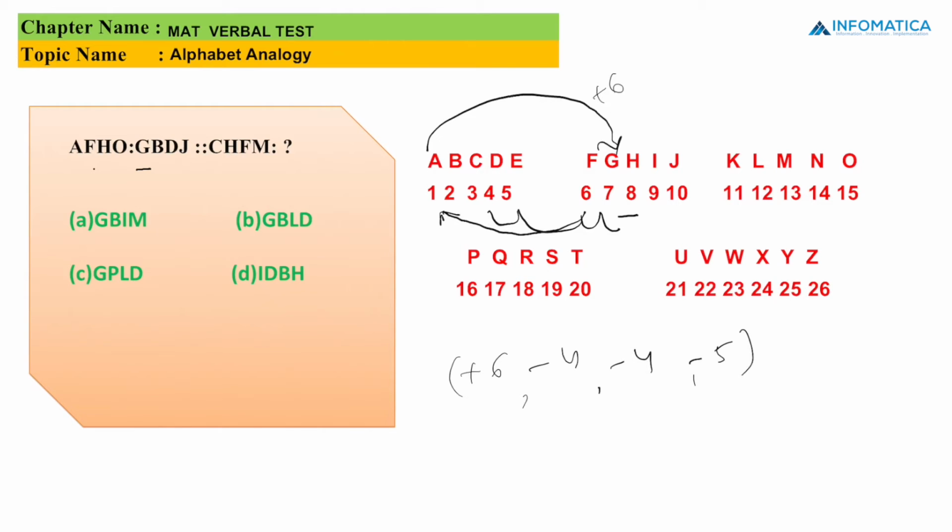C will be related to what? C से अगर मैं 6 steps आगे जाऊँ, so I'll be reaching 1, 2, 3, 4, 5 and 6, which is I. If I add 6 plus 3, I'm getting the number 9, which is nothing but the position of I. So if you look closely, I'm just having one option, which is IDBH. You can verify this and check the answer. So the answer to this question is IDBH.